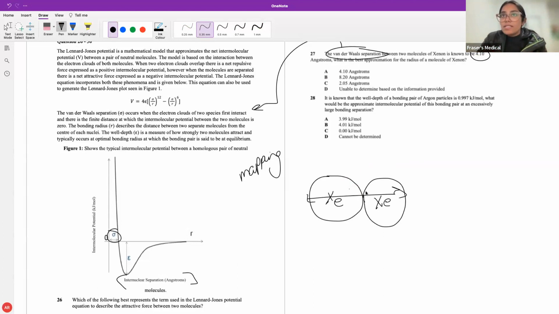Even if it's this, you assume that the separation distance is 4.10. So the radius of one atom has to be much smaller than the separation distance between the electron clouds. So we can get rid of A, and we know it's not going to be larger, because we're talking about the radius of one single atom versus the separation between two atoms. And immediately, if you needed to pick an answer, you can pick C without doing any maths, or thinking of sigma as an internuclear separation. Does that make sense? Any questions?